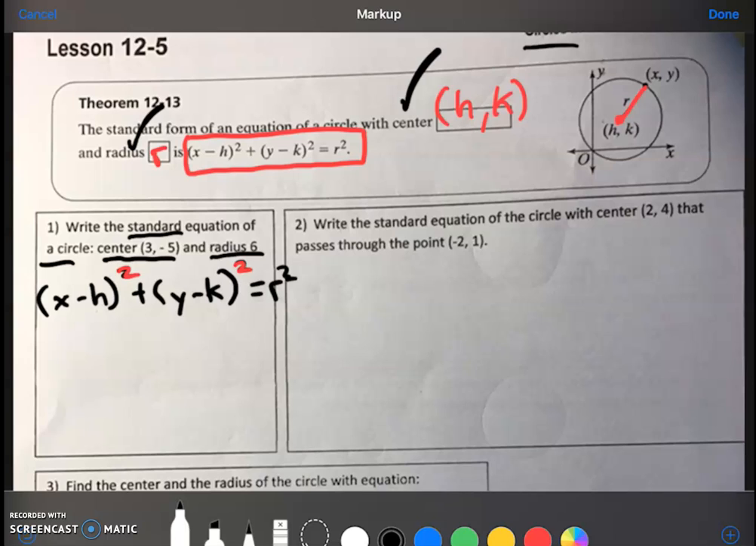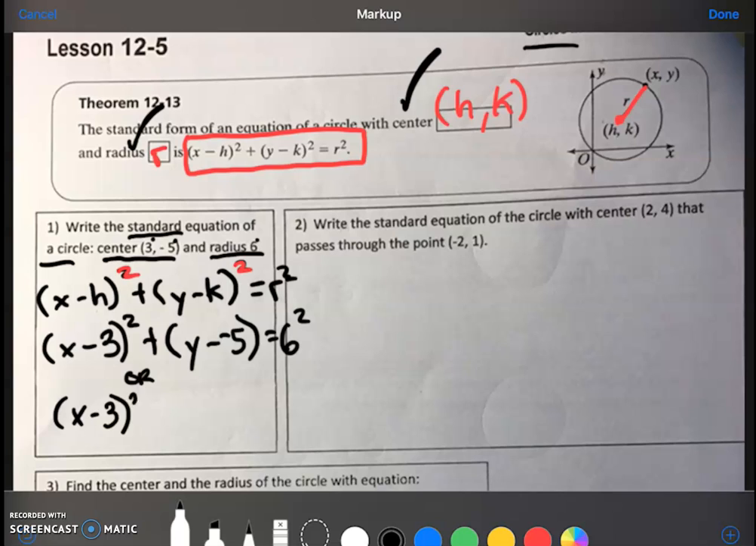So what we're going to do is go x, you still leave it x, minus h. H is the center, in this case it's 3. We'll square it, plus y, always leave the y there, minus the center, this happens to be a -5, so we'll put a negative next to a negative, is equal to, the radius is 6, so 6 squared. Or you can put this, just kind of cleaning this up a little bit, (x minus 3) squared in parentheses, plus (y plus 5) squared, minus minus means a plus sign, don't forget the squared, is equal to 6 times 6 is 36.